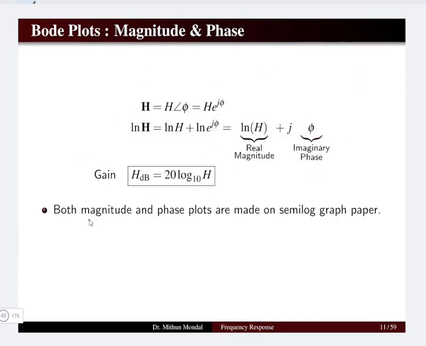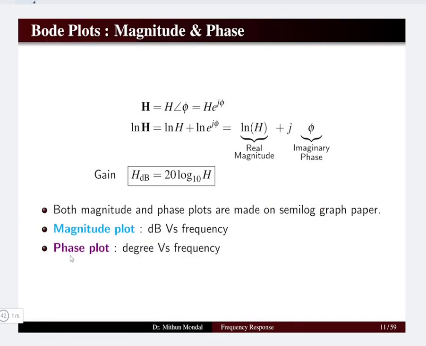So here the magnitude and phase both will be plotted on the semi-log graph paper. In the Bode plot, the magnitude and phase have to be plotted on the semi-log graph paper. The magnitude plot will be dB versus frequency, where frequency is in logarithmic scale. The phase plot will be degrees versus frequency.